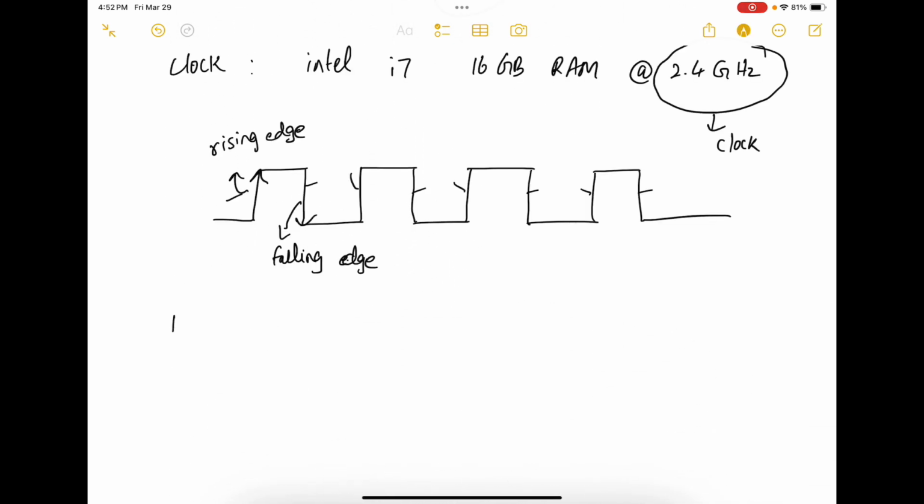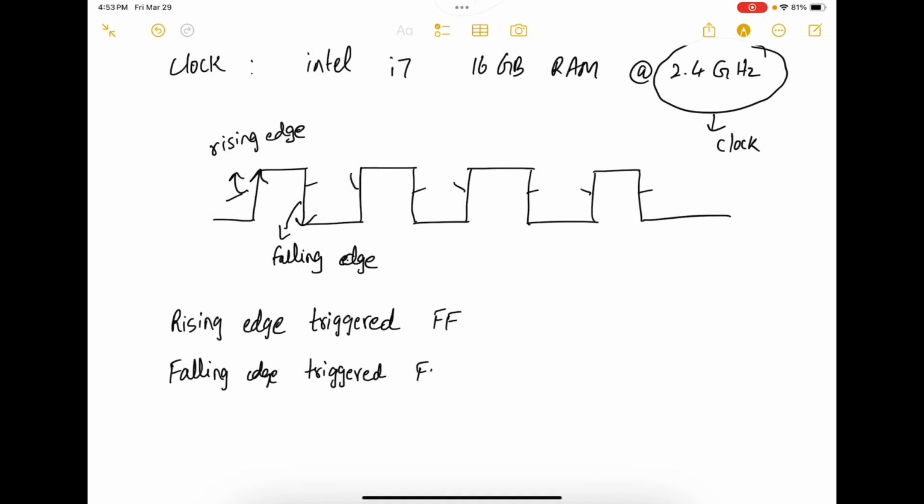So in flip-flops, you can have a rising edge triggered flip-flop, or you can have a falling edge triggered flip-flop. Sometimes the rising edge triggered flip-flop is also known as the positive edge triggered flip-flop, and the falling edge triggered flip-flop is also known as the negative edge triggered flip-flop. They are one and the same, and these terms are interchangeable. Let us see how we can construct some flip-flops based on this knowledge.